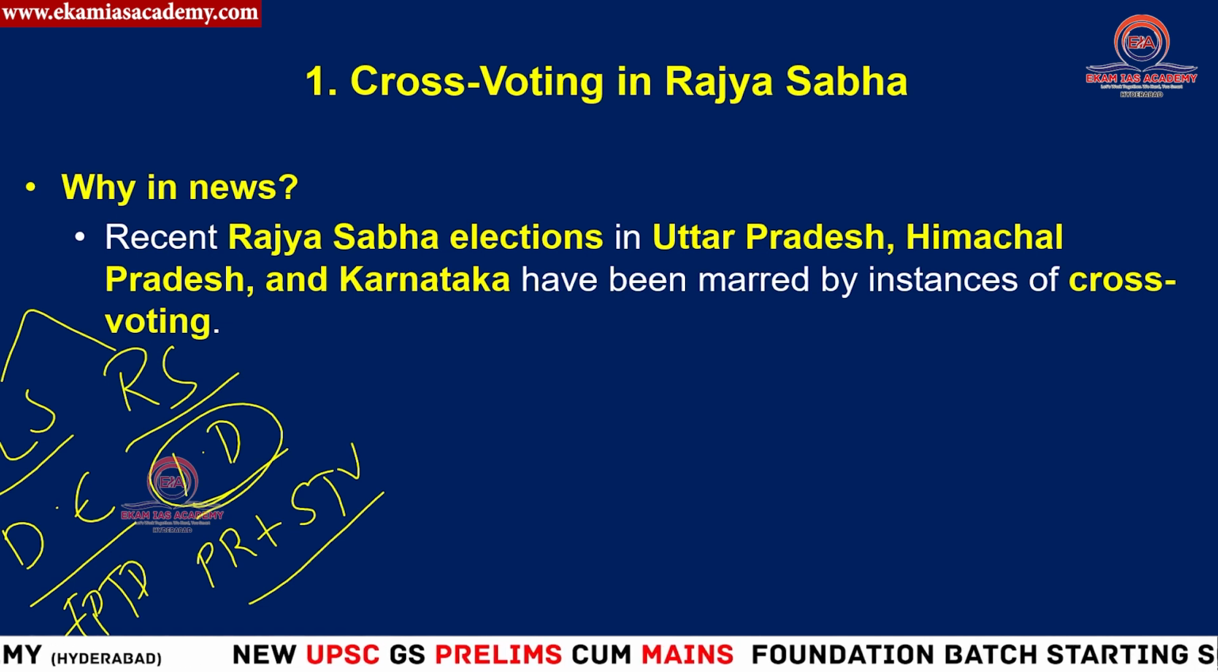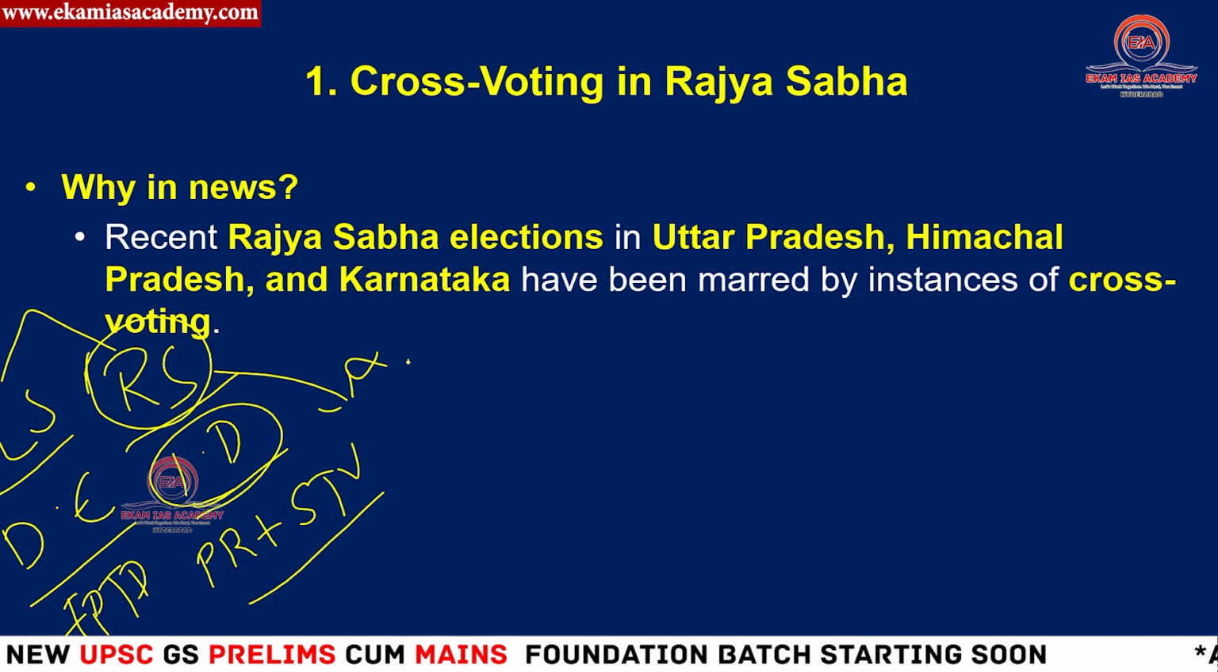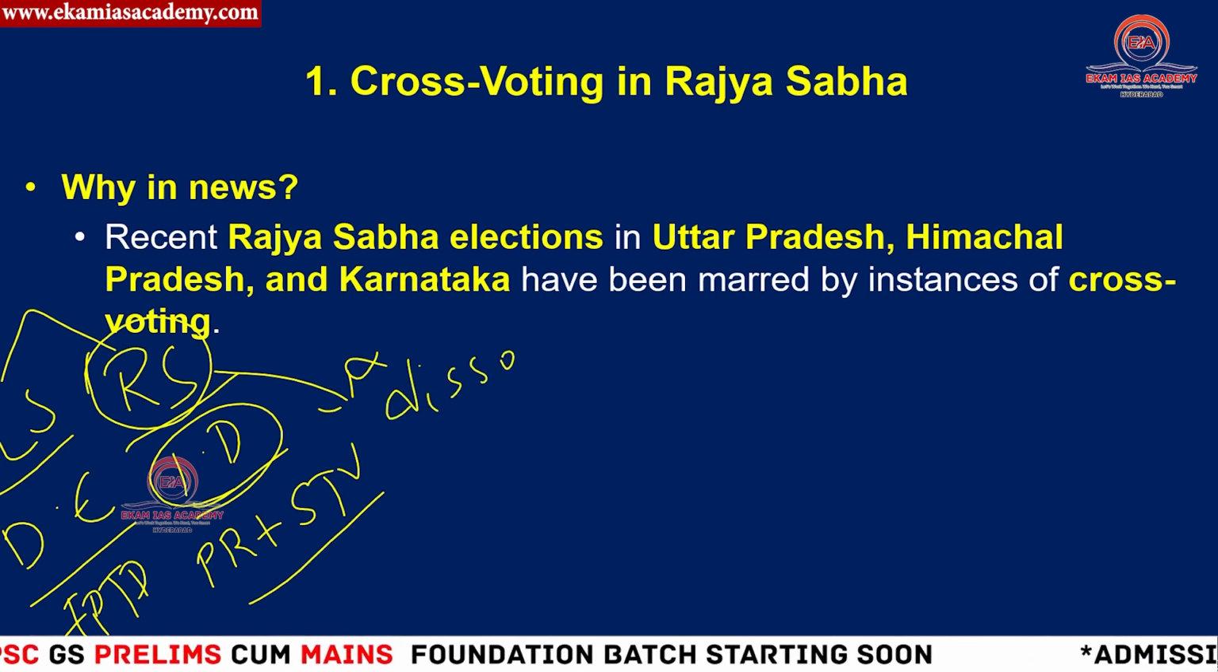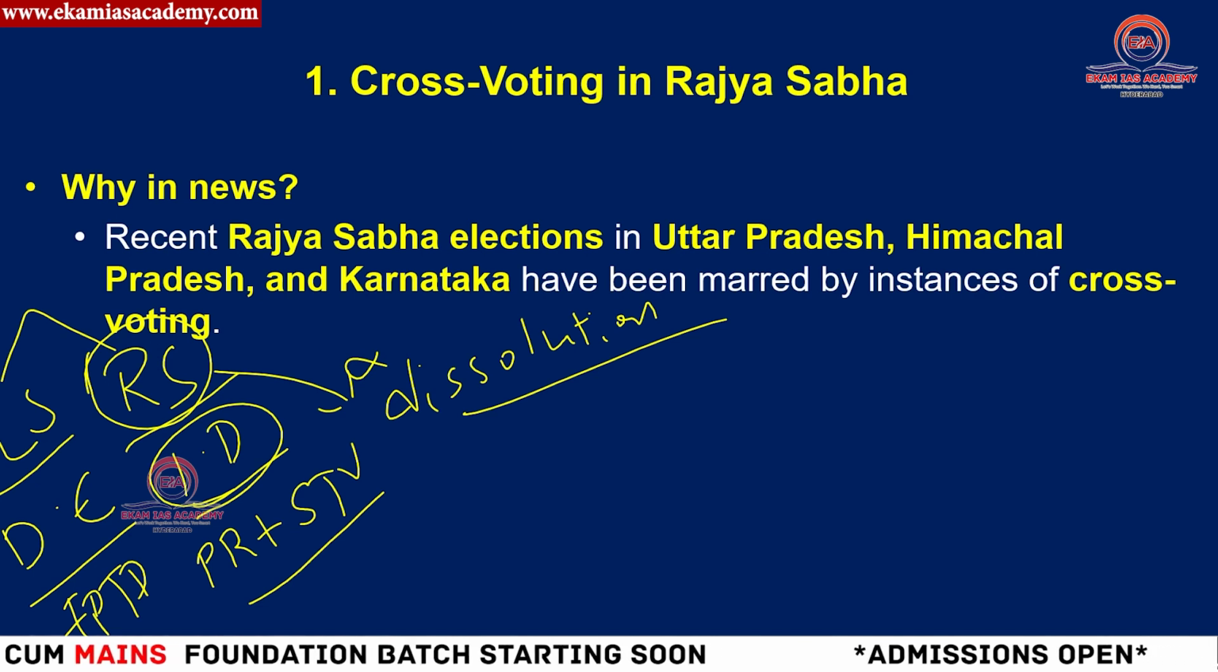But before that, you need to understand Rajya Sabha is a permanent house. It is not subjected to any dissolution. There is no dissolution of Rajya Sabha. That means always it will continue in existence.